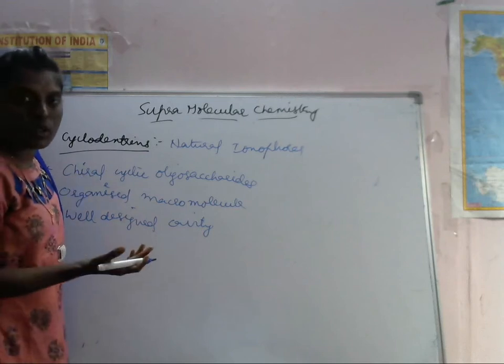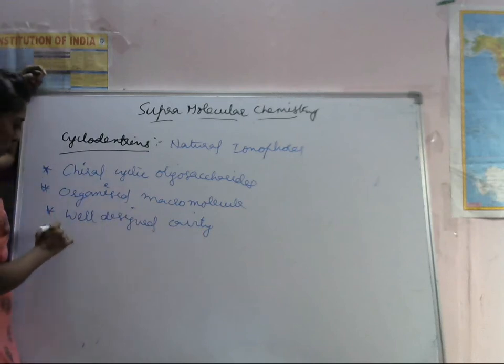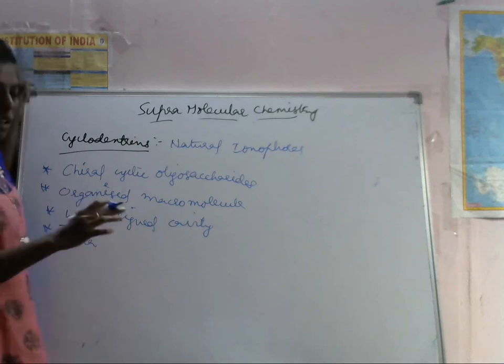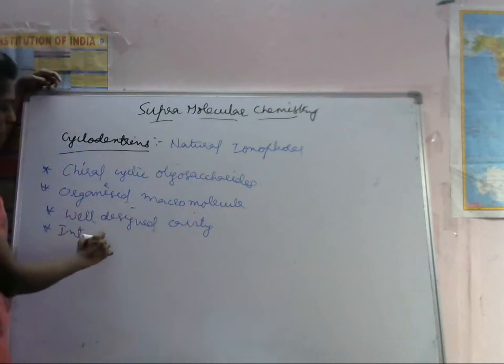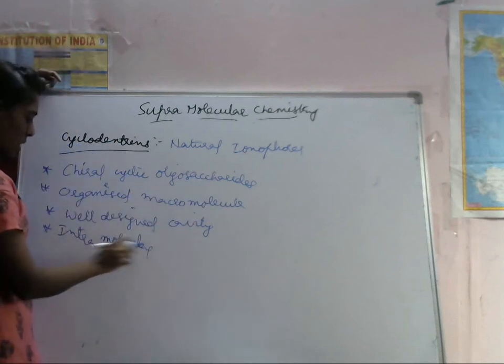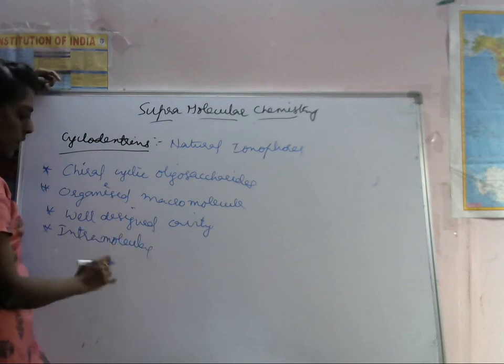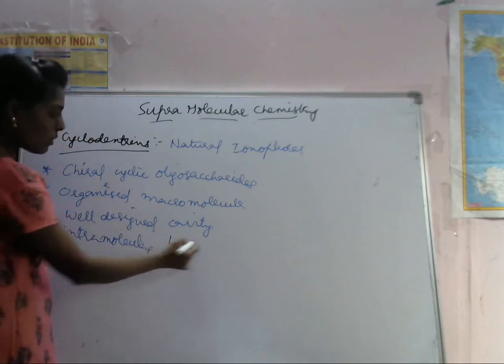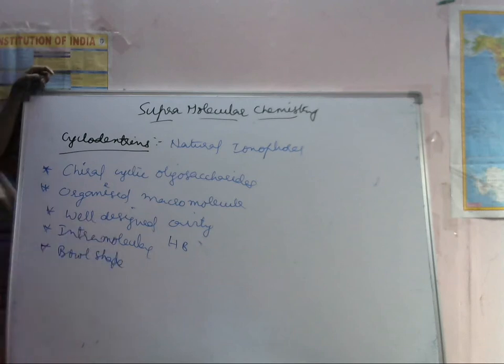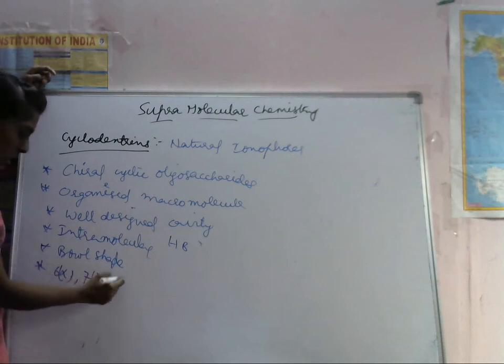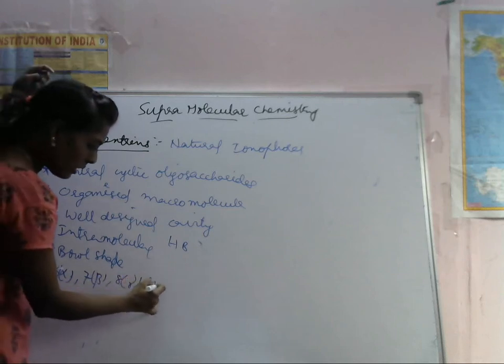Which type of hydrogen bonding is present in this one? Intramolecular means there is hydrogen bonding within the molecule. So this has a bowl shape, and here it has 6 alpha, 7 beta and 8 gamma cyclic dextrins.